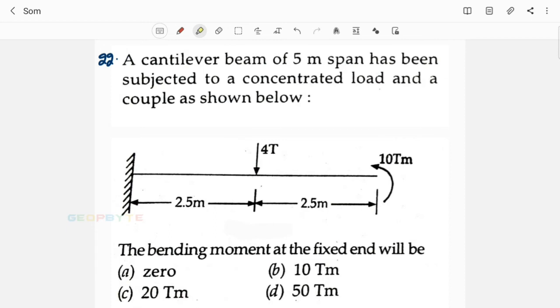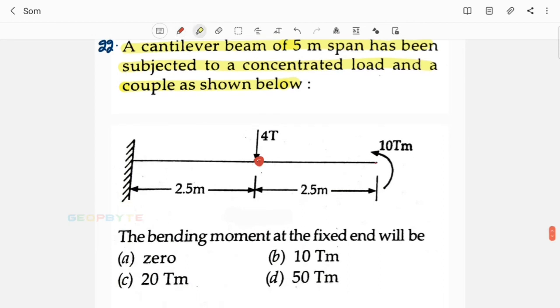Look at the next problem. A cantilever beam of 5 meter span has been subjected to a concentrated load and a couple as shown in figure. The cantilever beam has a point load at the middle of the beam and a couple, an anti-clockwise moment couple at the free end.